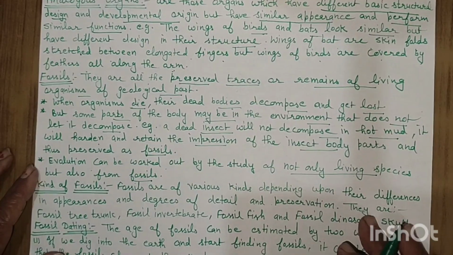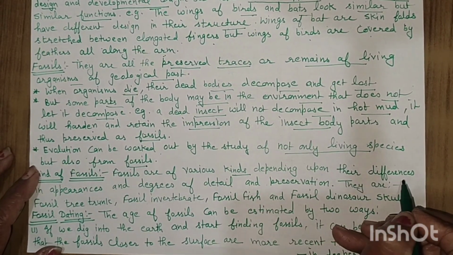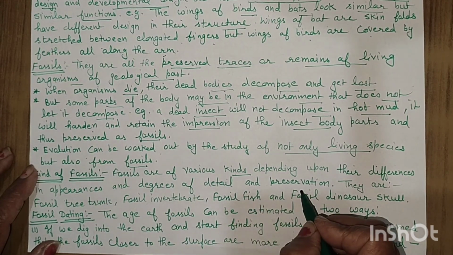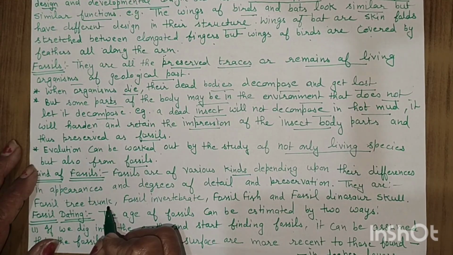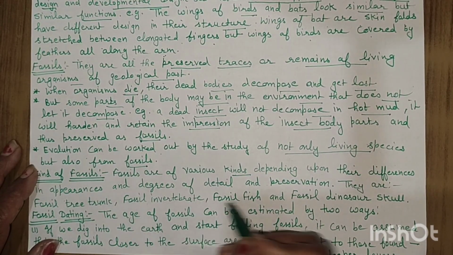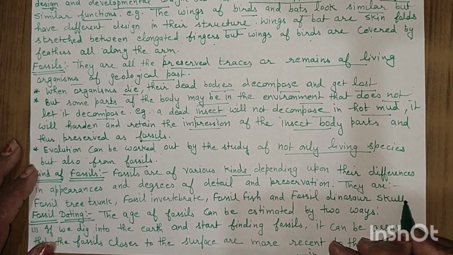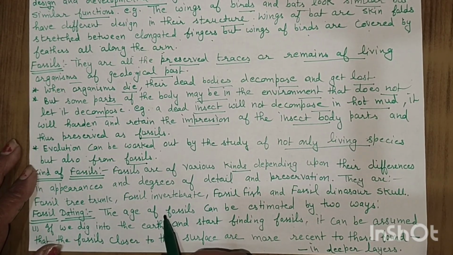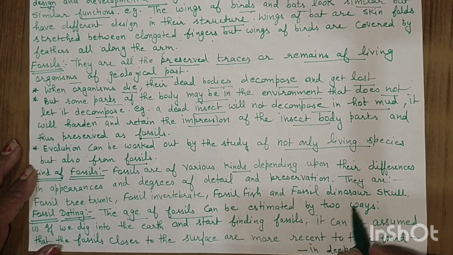Now, kinds of fossils. Fossils are of various kinds depending upon their differences in appearance, degree of detail and preservation. They include fossil tree trunk, fossil invertebrate, fossil fish and fossil dinosaur skull. Now, what is fossil dating? The age of fossils can be estimated in two ways.